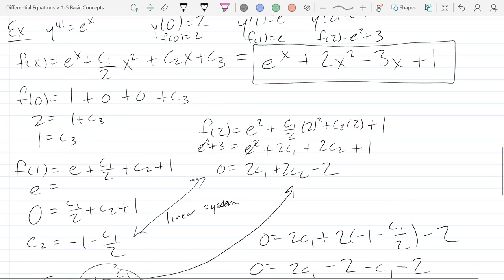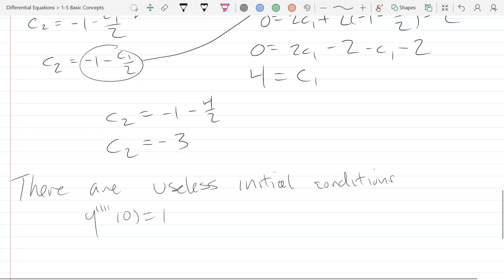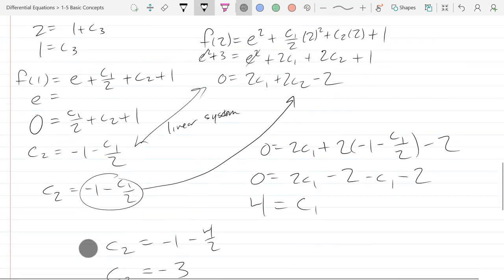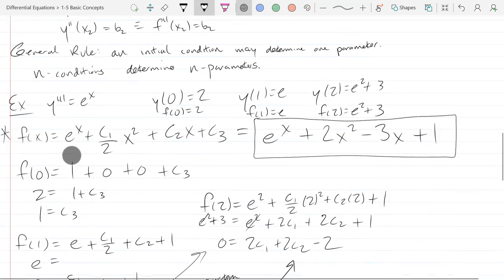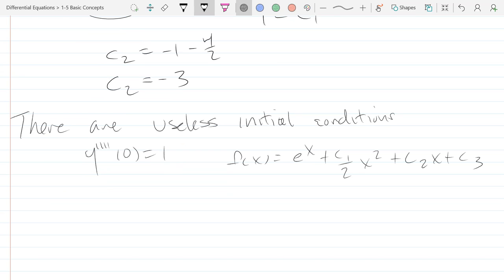I'm going to use this original f of x right here. So we had f of x is e to the x plus c1 over 2x squared plus c2x plus c3. What is f quadruple prime of x?